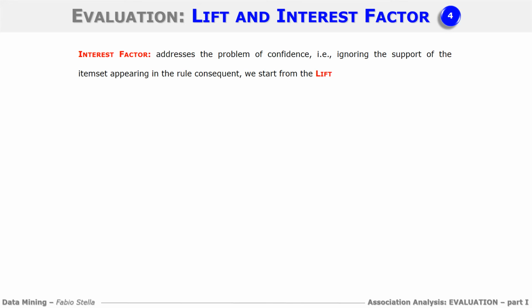We conclude this lecture by introducing and describing some evaluation measures. We start by introducing the interest factor, which addresses the problem of confidence, or in other terms, the issue of ignoring the support of the itemset appearing in the rule consequent. To introduce interest factor, we first need to introduce the concept of lift of an association rule. Lift of an association rule A implies B is defined as shown. In particular, lift is the ratio of the rule confidence to the support of the consequent.